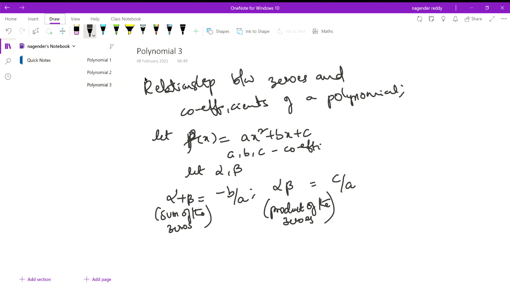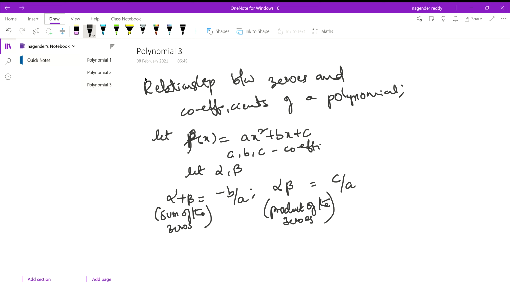You should observe that in the sum of the zeros or the product of the zeros, the a is common there. By using that also we can find the solution to find the polynomial by giving the relation between the roots, zeros and coefficients. So this is the concept. Let me explain with one example.